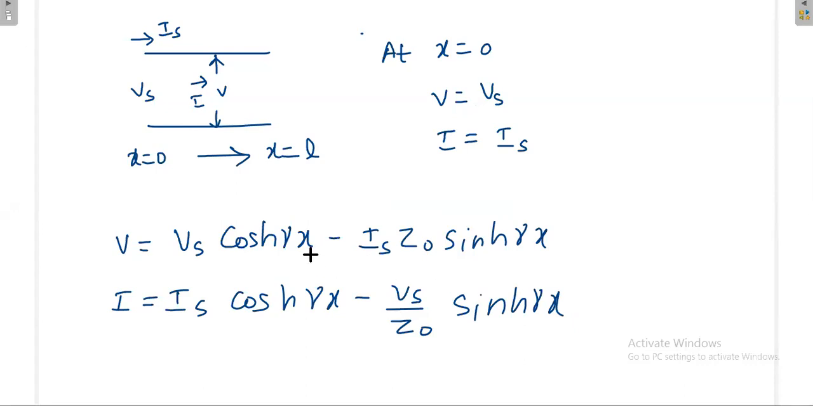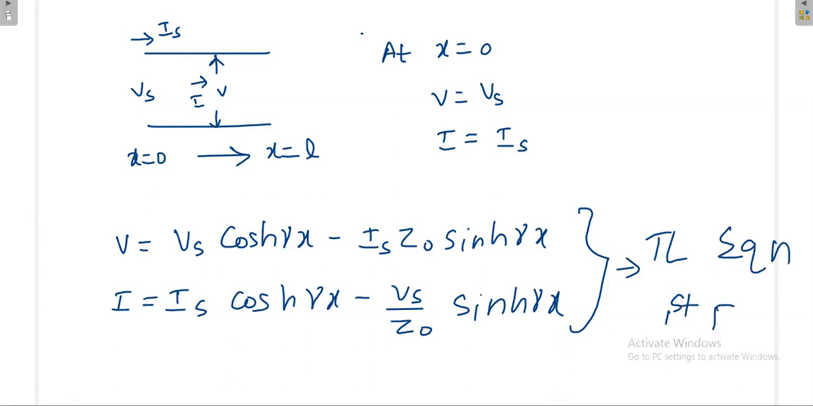Once you know the value of x, that means you are fixing a point somewhere on the transmission line, you can substitute that x value here and calculate the voltage and current anywhere on the transmission line. This is the transmission line equation. This is the first format. There are two formats of the transmission line equation.